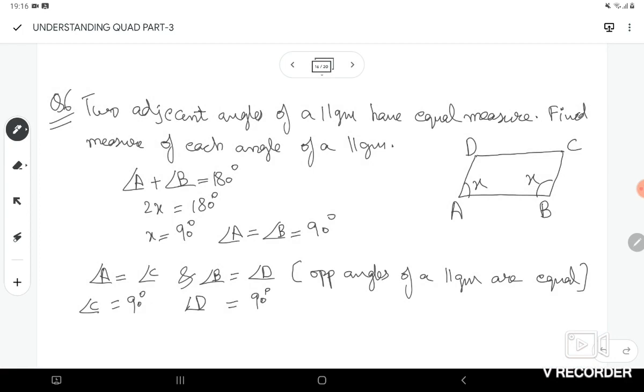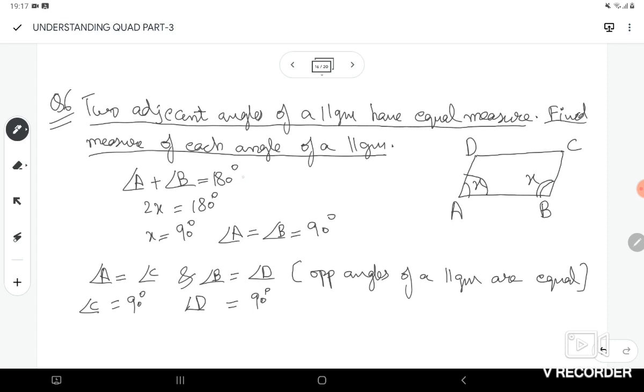Now moving on to question number 6. Question number 6 is two adjacent angles of a parallelogram have equal measure. Find the measure of each angle of the parallelogram. So adjacent angles are of equal measure. So let angle A equal to x. So angle B would also be equal to x.